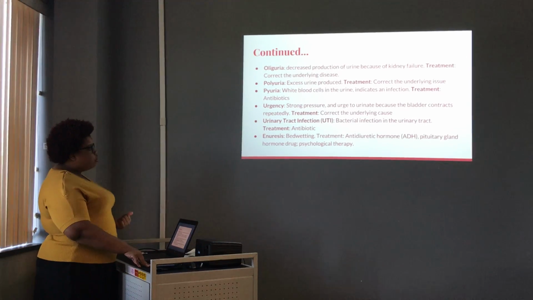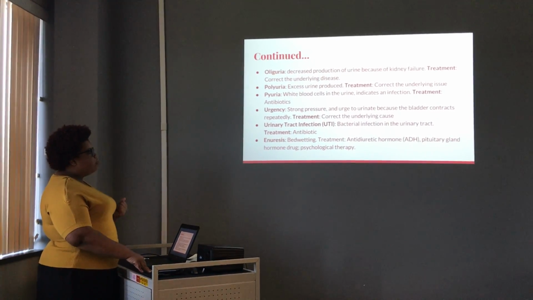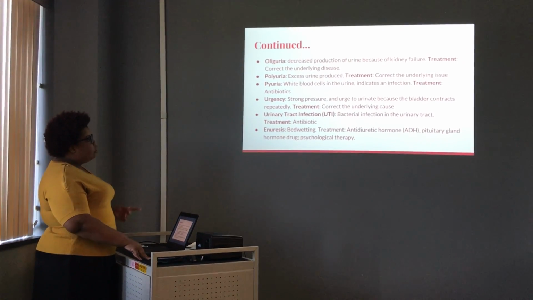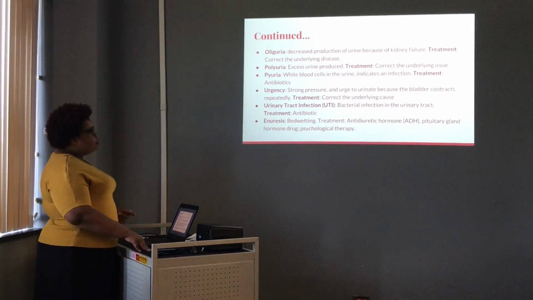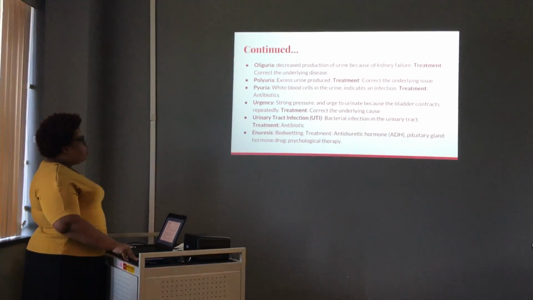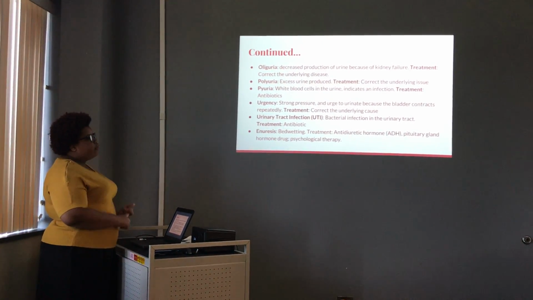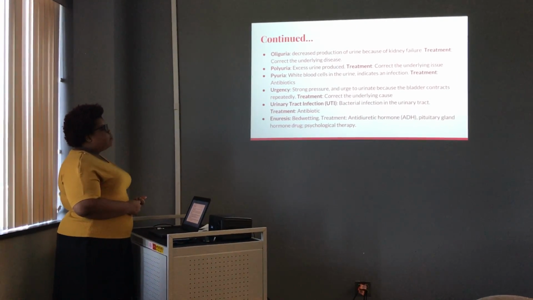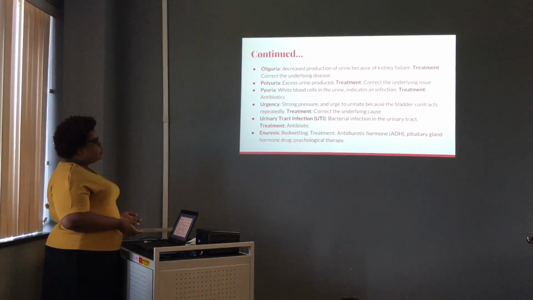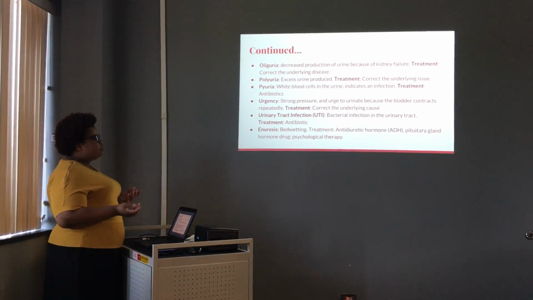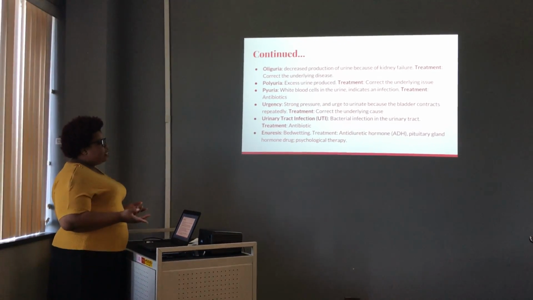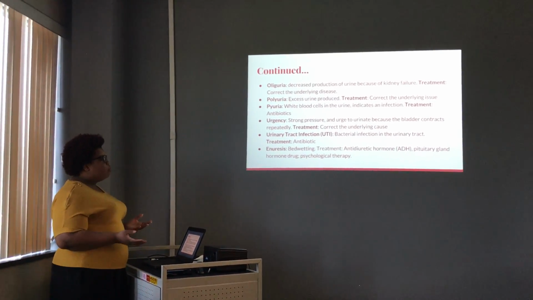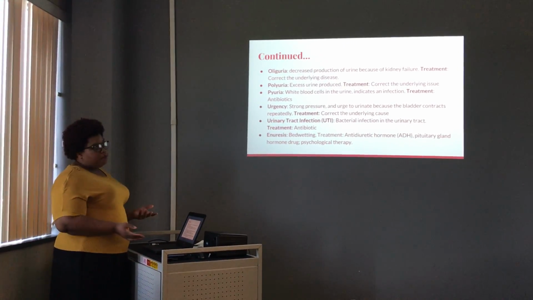Urgency is strong pressure and urge to urinate because the bladder contracts repeatedly. So in order to fix that, you correct what's causing the strong pressure or the urge. A urinary tract infection is a bacterial infection anywhere in the urinary tract. And to treat that, you have to do antibiotics. Enuresis is bedwetting. Treatment is an antidiuretic hormone, ADH, a pituitary gland hormone, or psychological therapy to stop that.